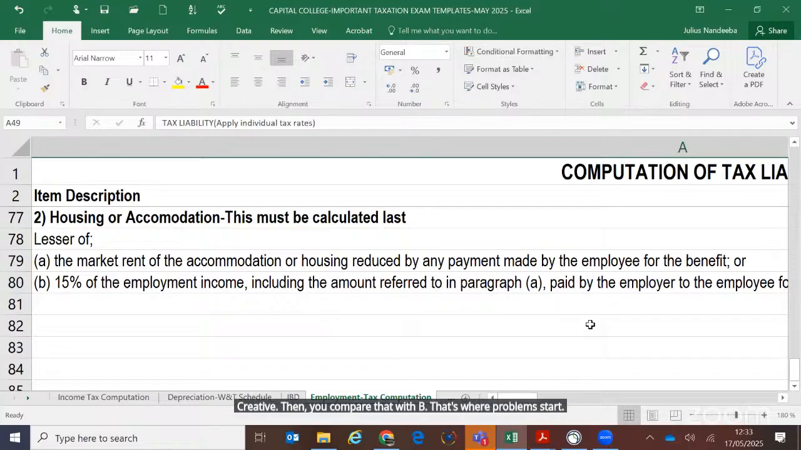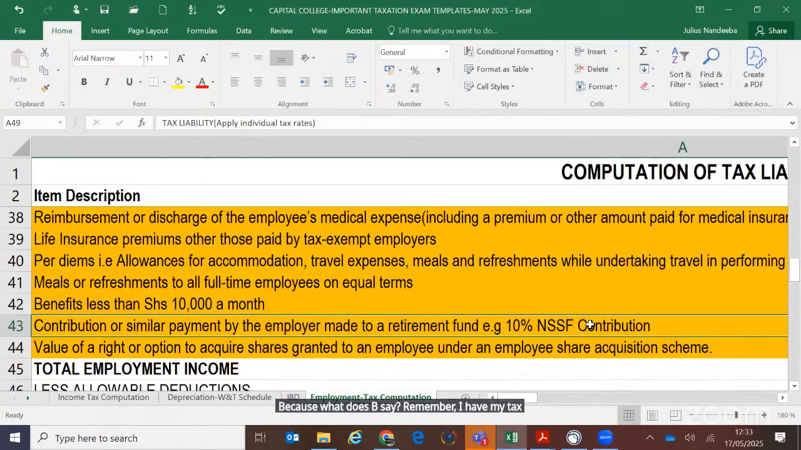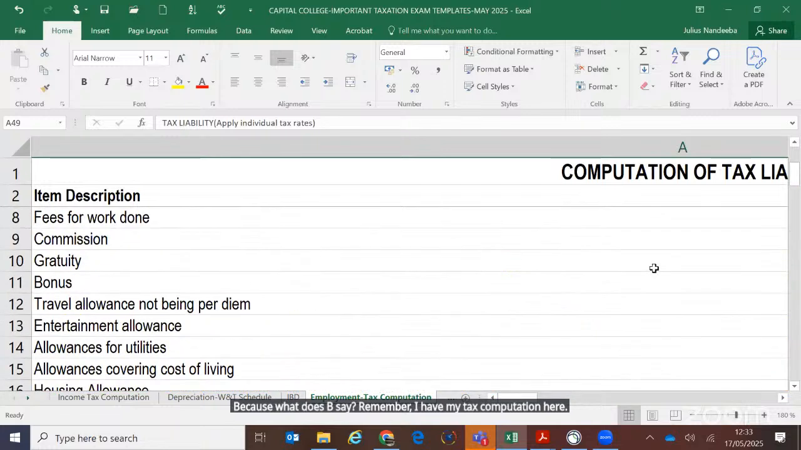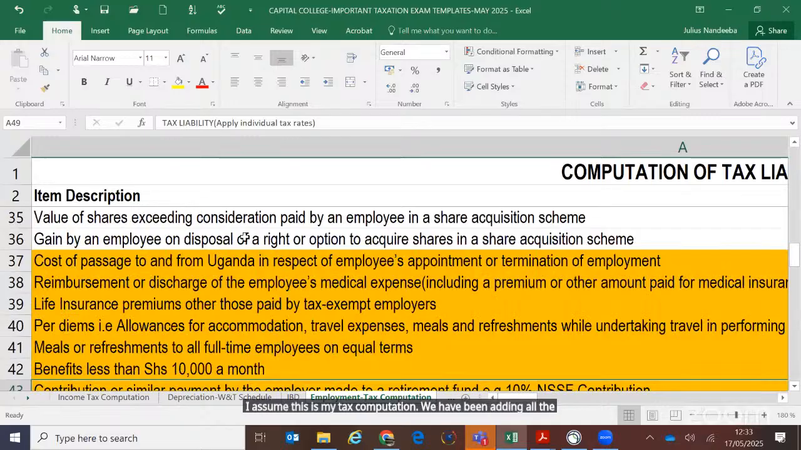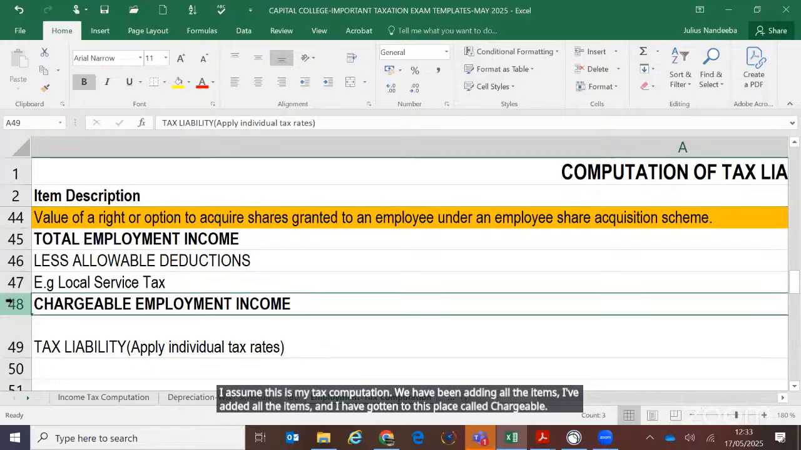Because ideally, if you get your chargeable income in the tax computation wrong, then you also get the B wrong. Because what does B say? Remember, I have my tax computation here. Assume this is my tax computation, where I've added all the items, and I have gotten to this place called chargeable income.